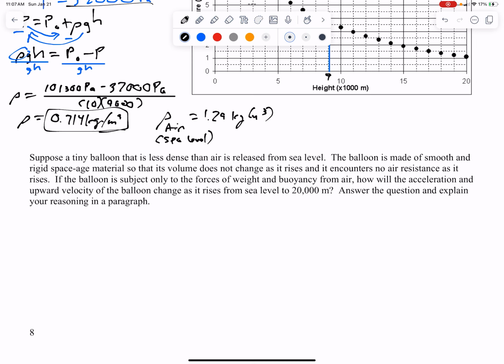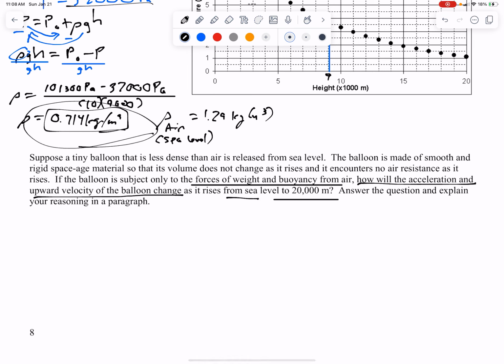If the balloon is subject only to the forces of weight and buoyancy from the air, how will its acceleration and upward velocity change as it rises from sea level to 20,000 meters high? Please take a few moments to express your thoughts in a reasoned out paragraph. The main hint I'm going to give you is that the higher you go into the altitude, your density and your air pressure will be less.